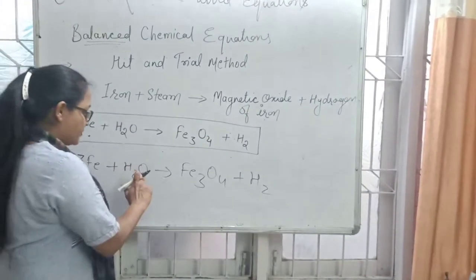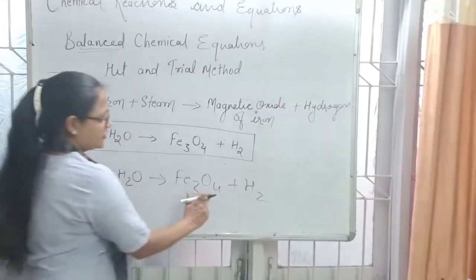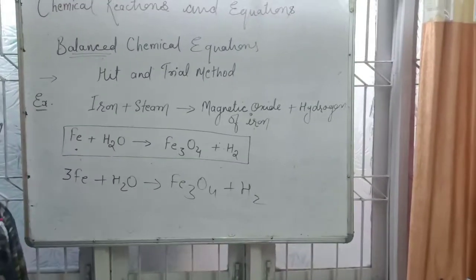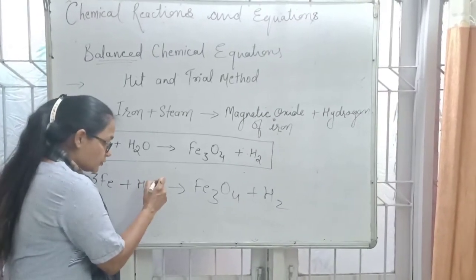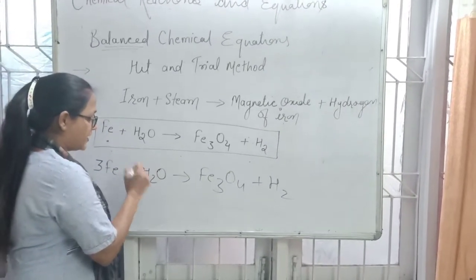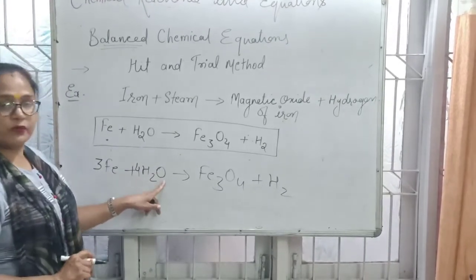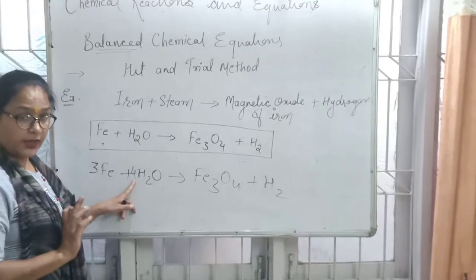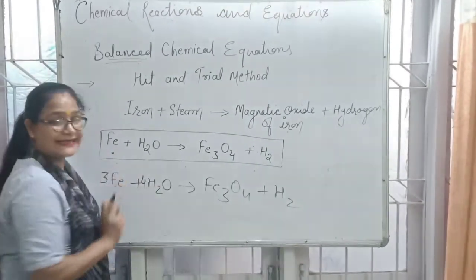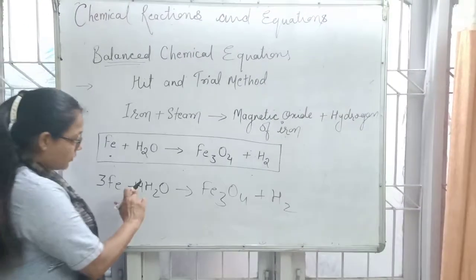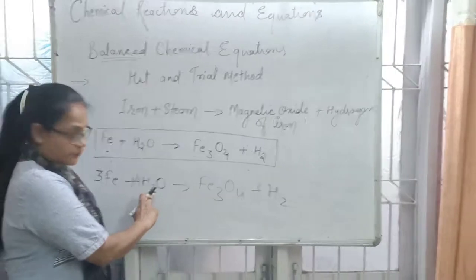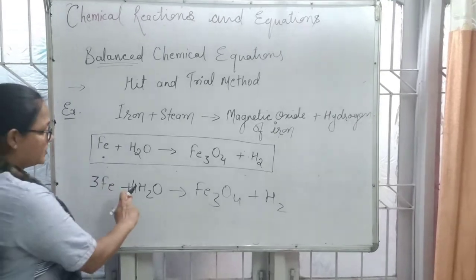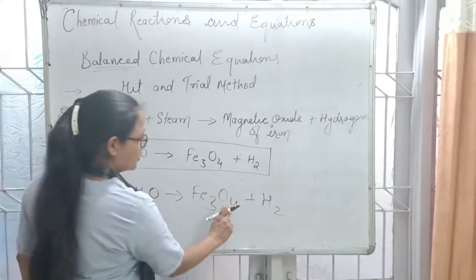Now I am coming to oxygen. It is only 1 here and it is 4 here. So on the reactant side, I have to balance oxygen. I want 4 here, so I will write 4 here. This 4 will be counted for oxygen and this 4 will be counted for hydrogen. For hydrogen, it will be 4 into 2, that is 8. Clear? For hydrogen, it will be multiplied with the subscript. 4 into 2, that is 8. Hydrogen is 8 here now. But oxygen is what? 4.